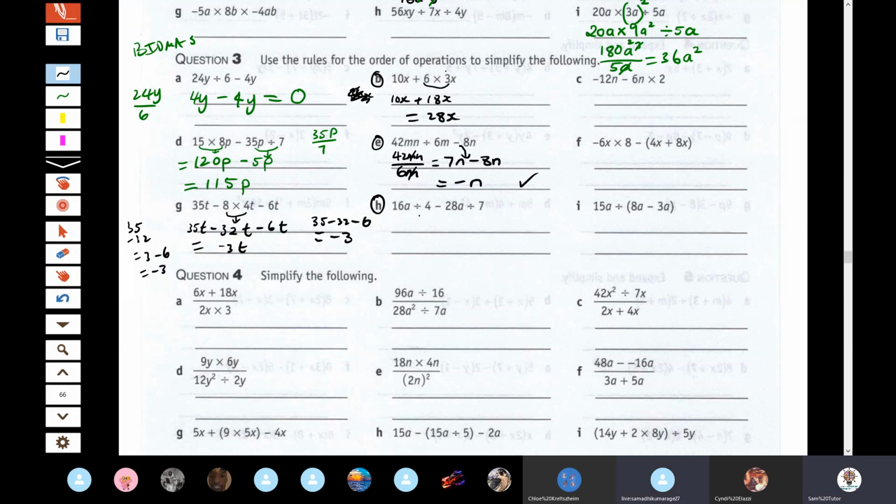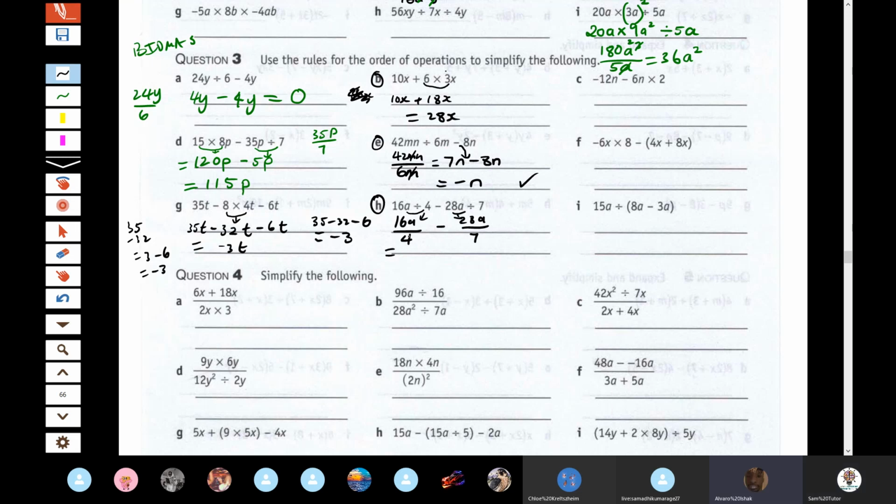And let's try Alvaro. Do you want to try this last one? Yeah. Okay. 16a on 4, and then we're going to take away 28a on 7. Wait, let me just write it up quickly. So you're going to do one bit at a time. You first do this as one group, this as another group.